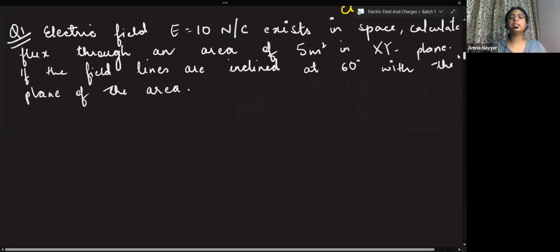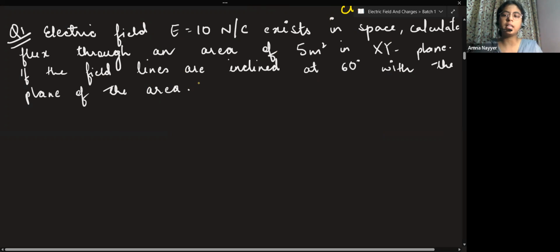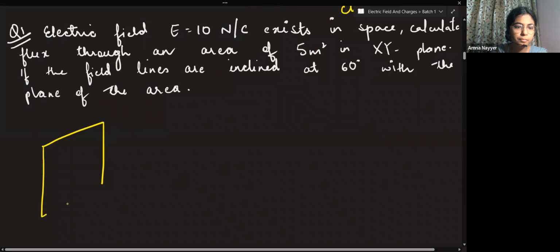See, what does it say? It says an electric field of 10 Newton per coulomb exists in space. You have to calculate the flux through an area of 5 meters square, which is given in the XY plane. The field lines are inclined at 60 degrees with the plane of the area. All right. Now see, this is your electric field. Let's say this is the area that it is talking about. So the electric field is inclined at 60 degrees with this plane.